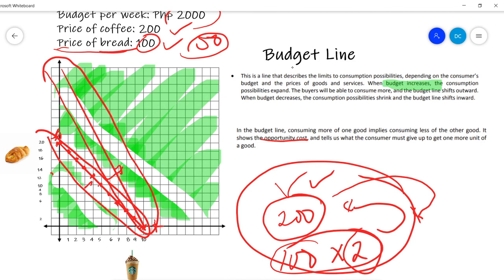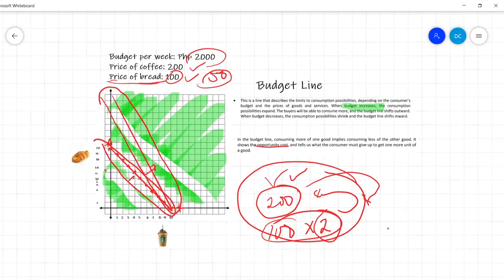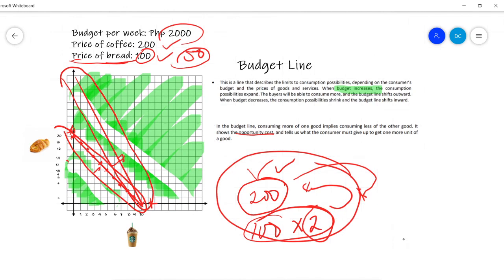And in the budget line, hindi lang dito pinapakita yung concept of income and the budget. Pinapakita rin dito yung application ng trade-offs and opportunity cost. For you to get another good or to enjoy or to consume another good, you have to give up a portion of the other good. Okay? Kailangan nyo tandaan na in the budget line, consuming more of one good implies consuming less of the other good. Diba? And that is the application of the opportunity cost.